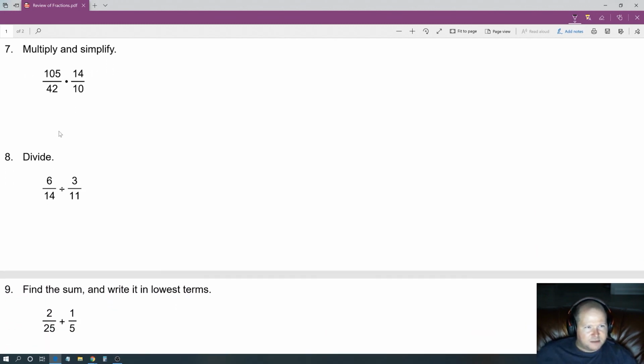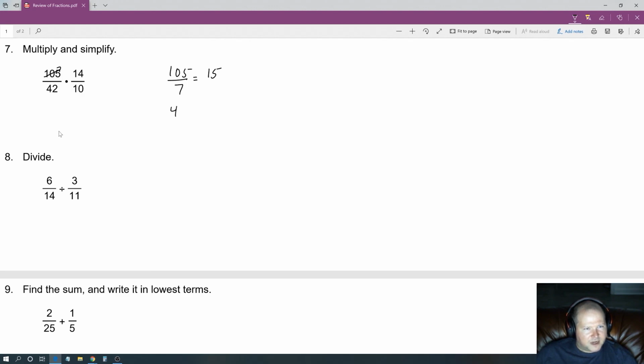Now, oftentimes before you multiply, it's a good idea to see if you have a common factor in the numerator and the denominator. For instance, I have 105 in top and I have 42 in the bottom. So the question would be, do I have any common factors in the top and the bottom? So I can divide both of those by 7. So for instance, 105 divided by 7 gives me 15.